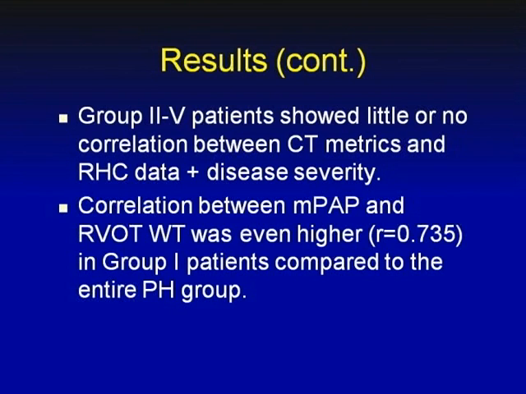Interestingly, in the second group of the pulmonary hypertension, the other groups other than pulmonary arterial hypertension, we did not find much correlation with the cardiac CT parameters as well as the right heart catheterization. Now that could be a problem because we have a very heterogeneous group of population in that group and the numbers are very small. So probably we need a bigger study to evaluate this feature. And interestingly enough, the mean pulmonary artery pressure and the right ventricular outflow wall thickness was even higher in the first group of those patients who have pulmonary arterial hypertension.